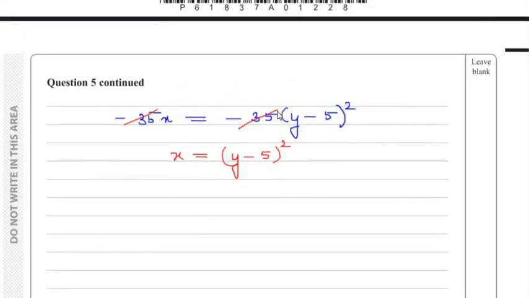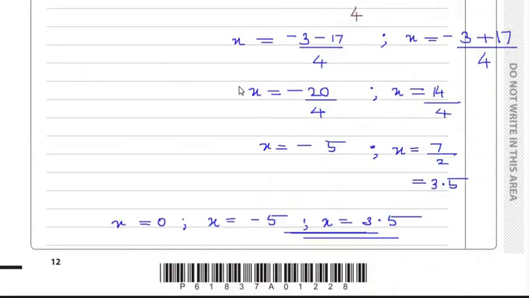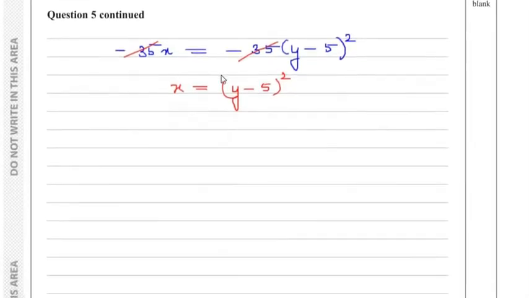Now since we have to find out the values of y in part B, we have to find all the real solutions of y, we are going to make y as the subject in this case. So I'm going to send the square on the other side, so it becomes plus or minus square root of x equals y minus 5.